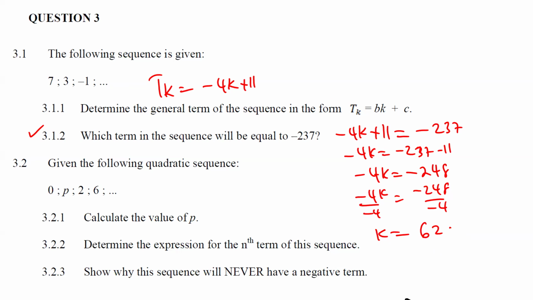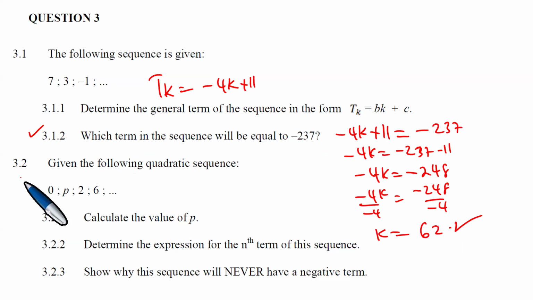That is the answer to 3.1.2, but what is the question here about this? A different view, a different suggestion. What do we do? Next question. In other words, which term in the sequence will be equal to this? The term is going to be the 62nd term.